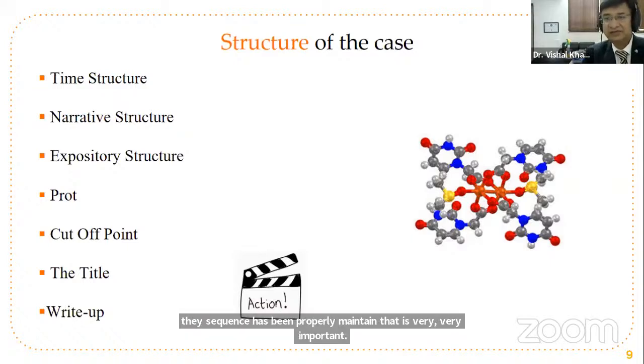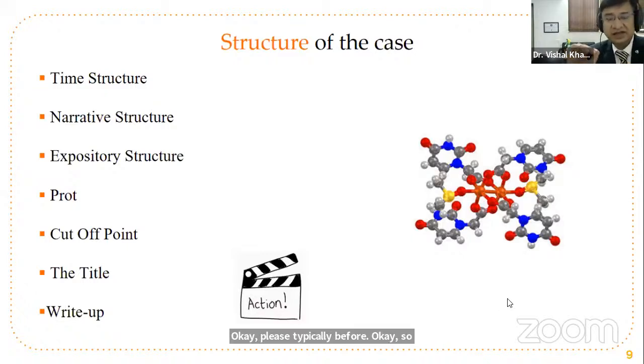Okay, please refill the link before. Okay, so time structure is very, very important.